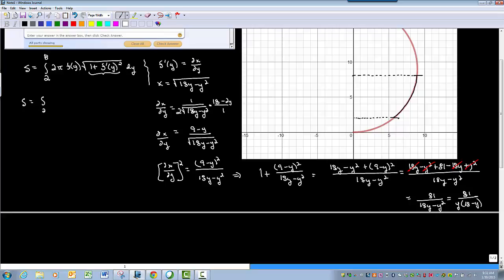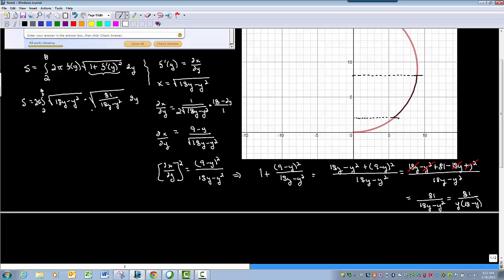So S, surface area, is equal to the integral from 2 to 8. We pull the 2 pi out. Okay, f of y, well, the function y is going to be equal to the square root of 18y minus y squared multiplied by the square root of this guy right here. You know what, I'm going to go ahead and leave it as 81 over 18y minus y squared, and then of course this is dy at the end.